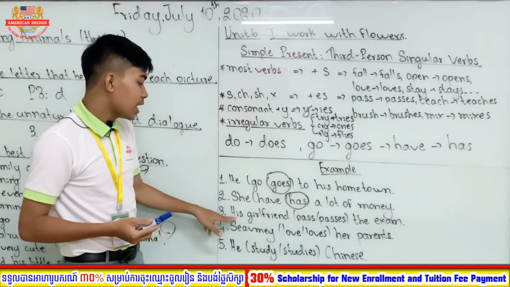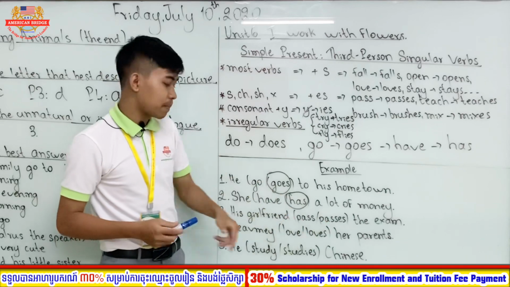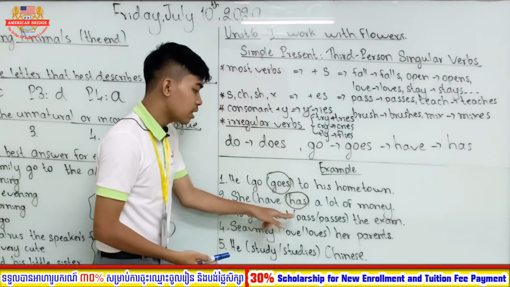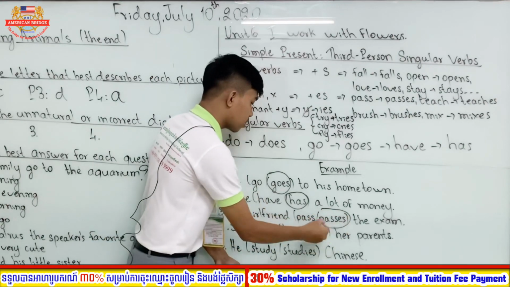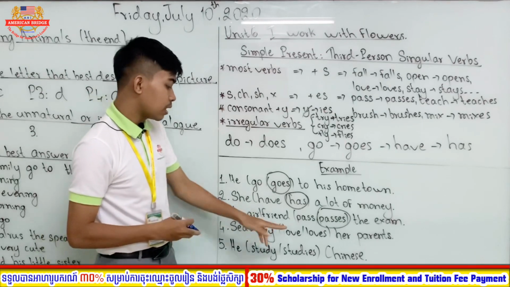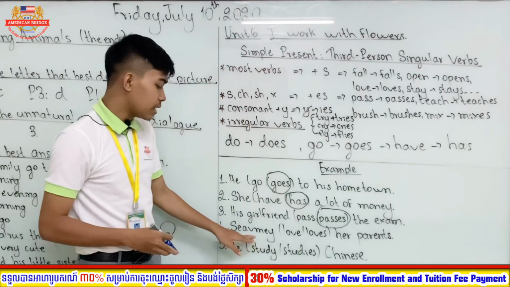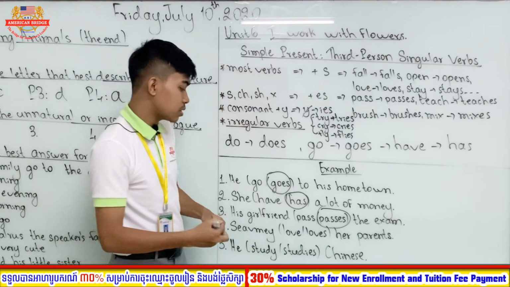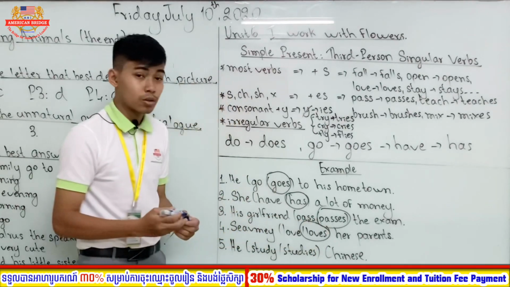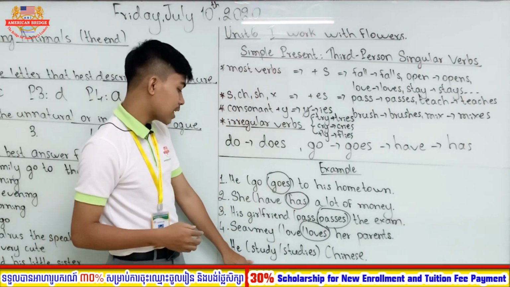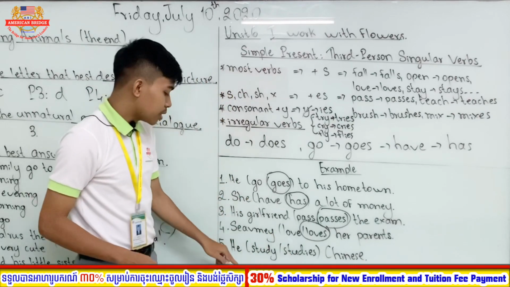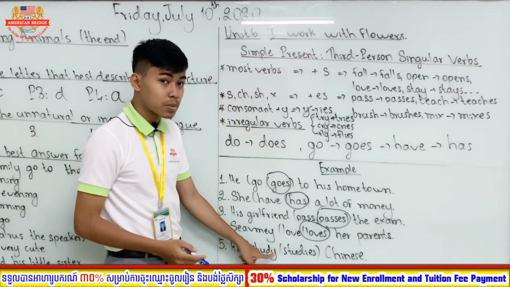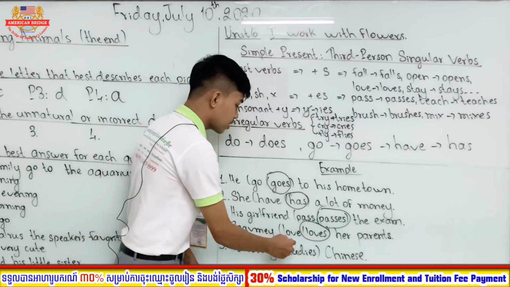Let's go to number 3. His girlfriend passes the exam. So his girlfriend here is a third person singular, right? A girl, a woman. She passes the exam. So we have to circle this one. And number 4, Siêu Mỹ loves her parents. So Siêu Mỹ here is the name of a girl or a woman. So it is third person singular she. So you have to use loves here. We have to add s. If you don't add s, it is wrong. Let's go to the last one. He studies Chinese. So because he here is third person singular, we have to change. Because it ends with consonant plus y, we have to change y to ies. So this is the correct answer.